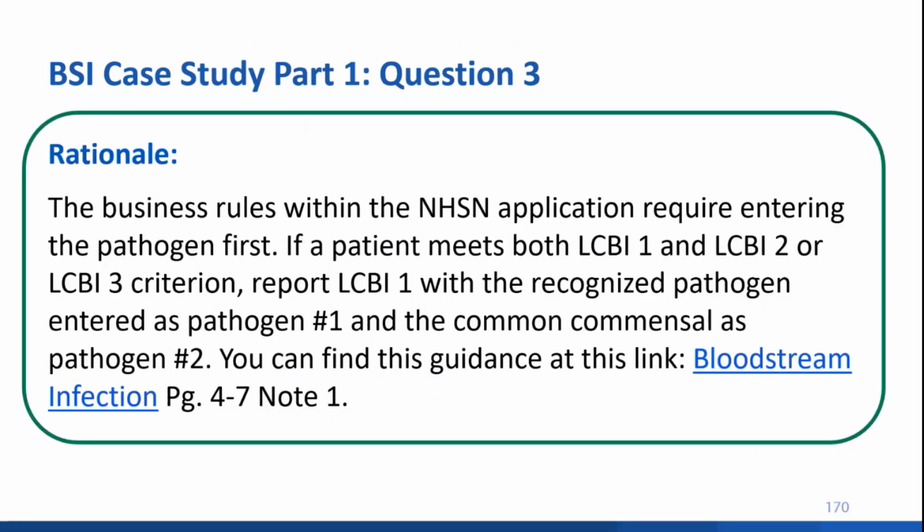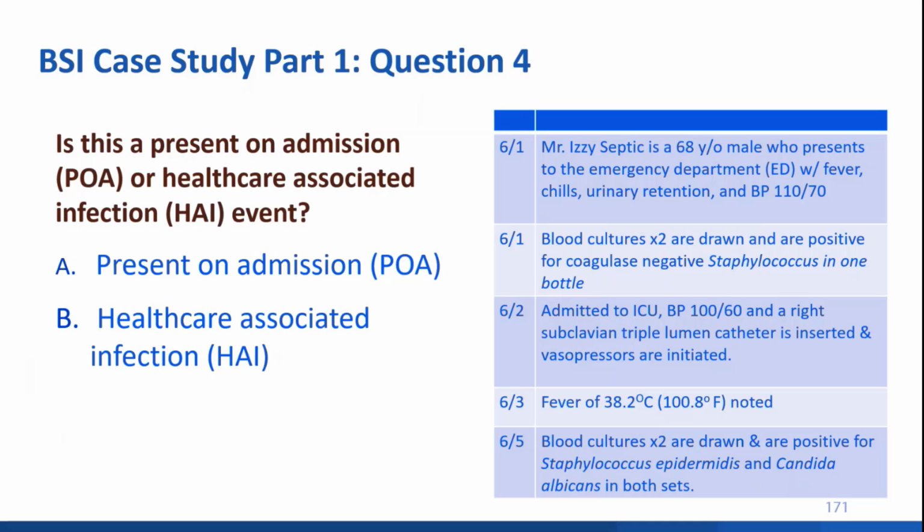The business rules within the NHSN application require entering the pathogen first. So therefore, the recognized pathogen would be number 1, and the common commensal would be reported as pathogen number 2. In the bloodstream infection chapter 4, it states that if a patient meets both LCBI1 and LCBI2 or LCBI3 criterion, report the LCBI1 first. You can find that guidance in the bloodstream infection chapter, page 4-7, note 1. Awesome job, everybody. Let's go to the next question.